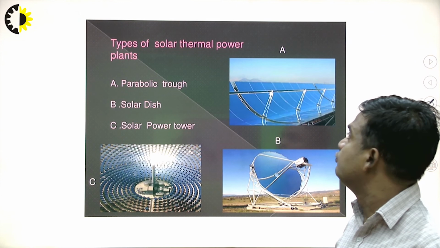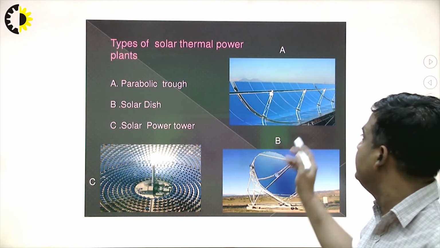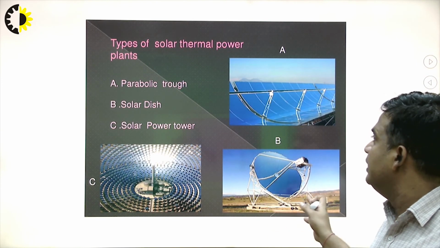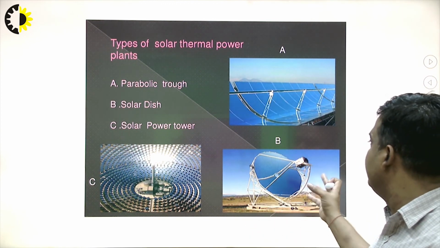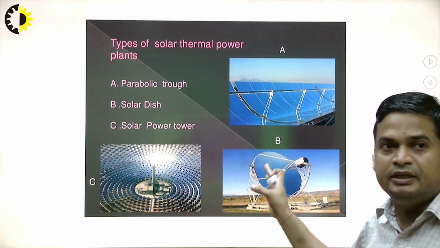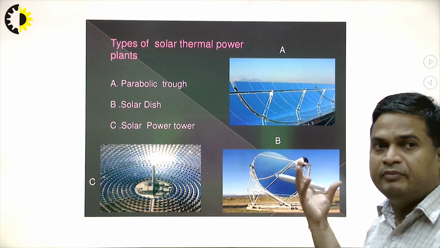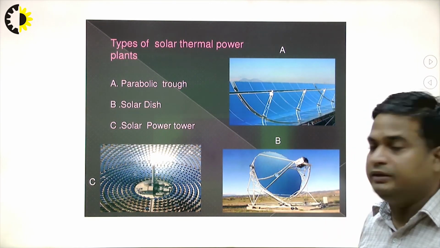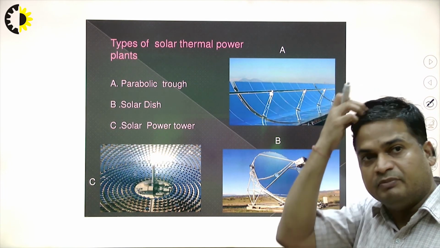Now types of solar thermal power plants. First is the parabolic trough, the shape of which is parabolic in nature. Then the solar dish is there, shaped like a dish, and this dish rotates as per the direction of the solar radiations, so that we can utilize the solar energy maximally and concentrate it over a particular point. Then the solar power tower is there. So these are the three solar thermal power plants.